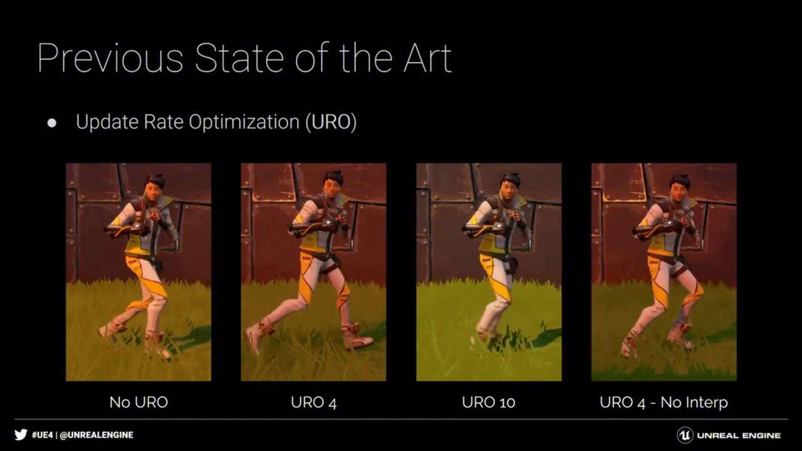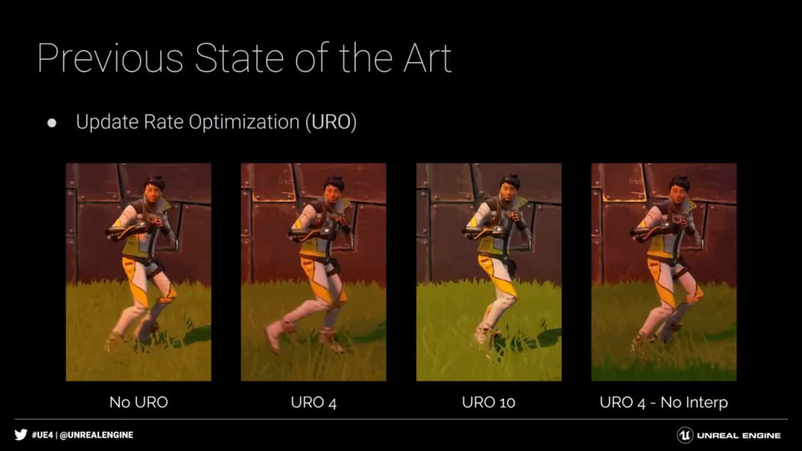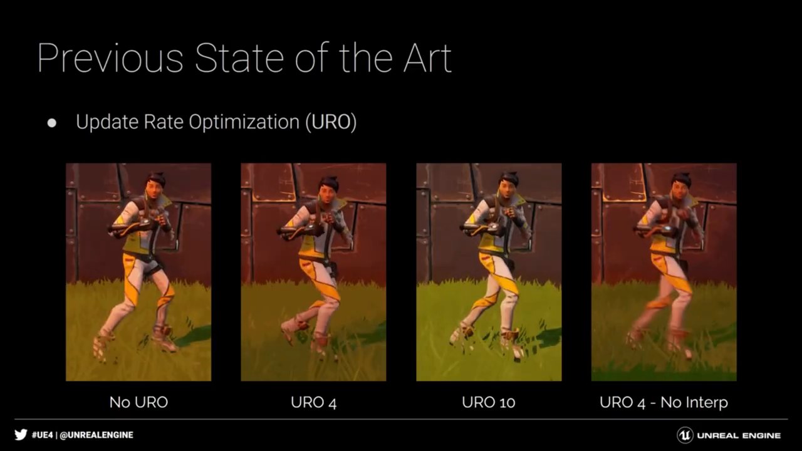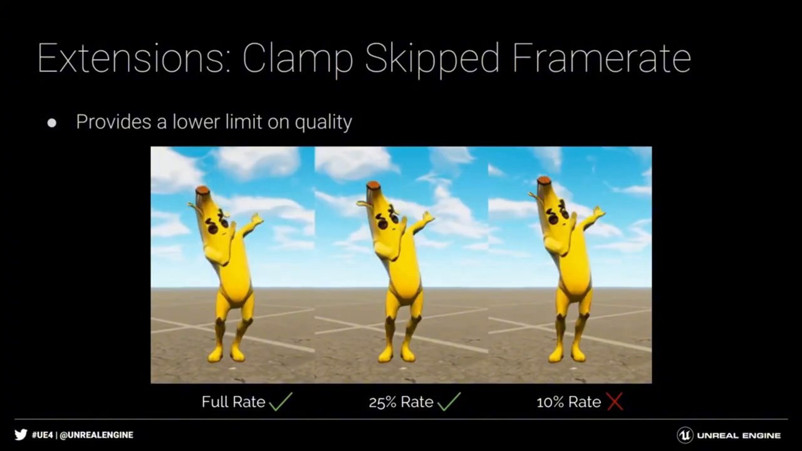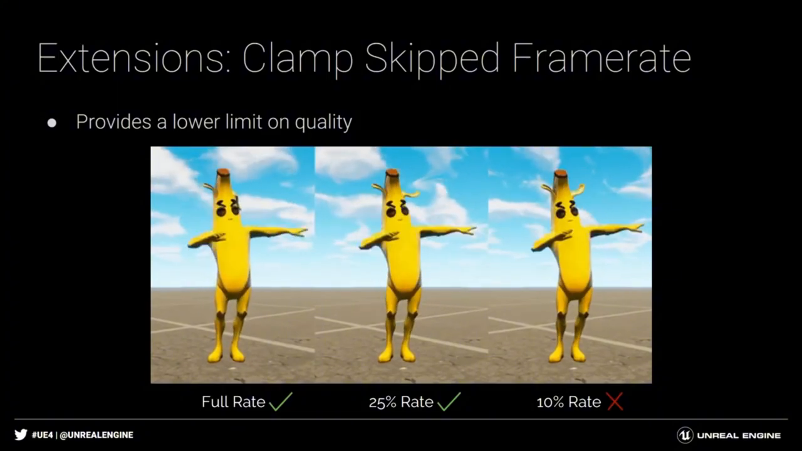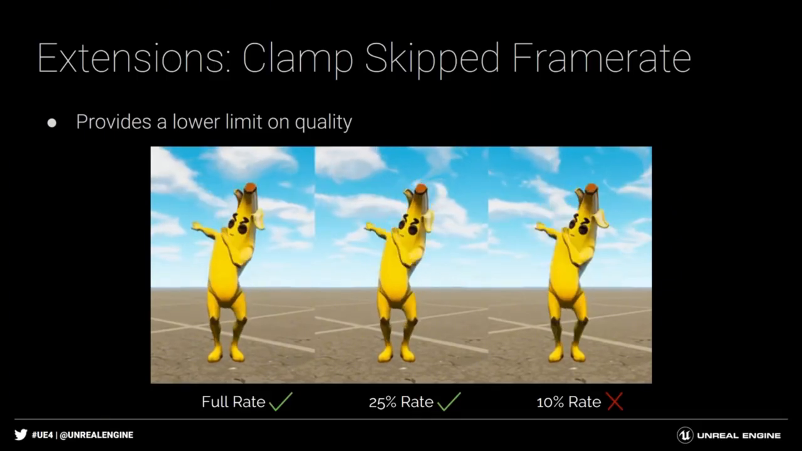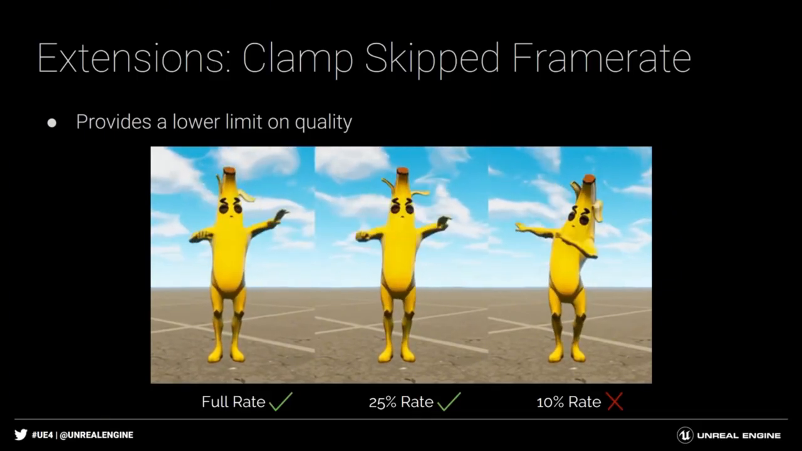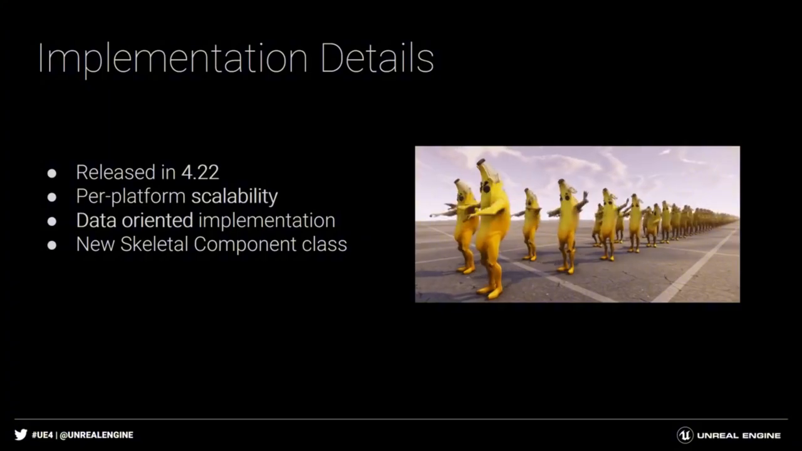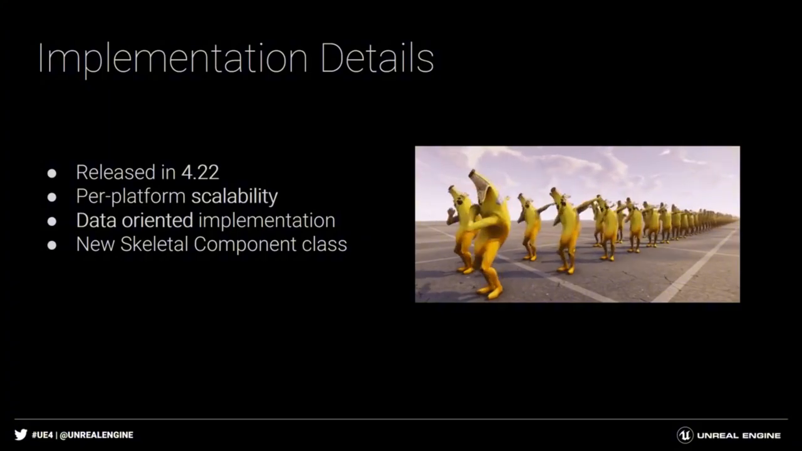So if you want to decrease the usage even further, you can opt to do no interpolation. But the first thing we found was that you need a minimal bar for quality, and this is again very similar to dynamic resolution for rendering. How it's actually implemented: first of all, it's released in 4.22, so you can start using it.